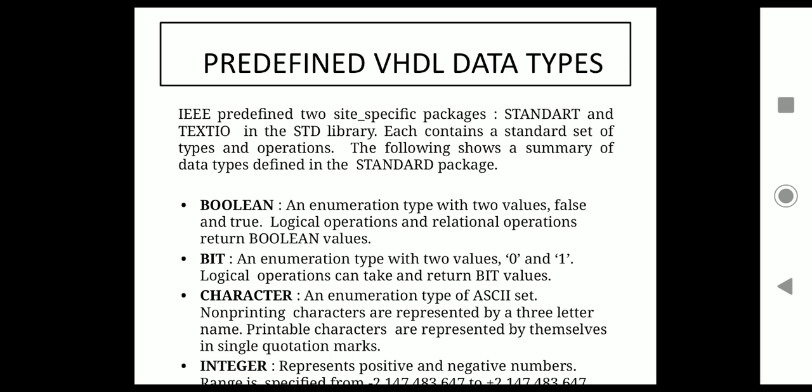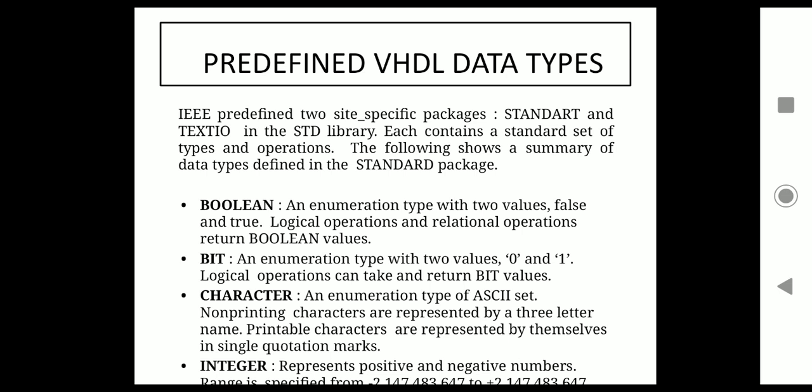Logical operations can take and return bit values. Now these logical operations can be of 0 and 1 type. Now character, what does it mean? An enumeration type of the ASCII set: non-printing characters are represented by a three-letter name. Printable characters are represented by themselves in single quotation marks. And the fourth one will be of integer type. That integer represents positive and negative numbers.